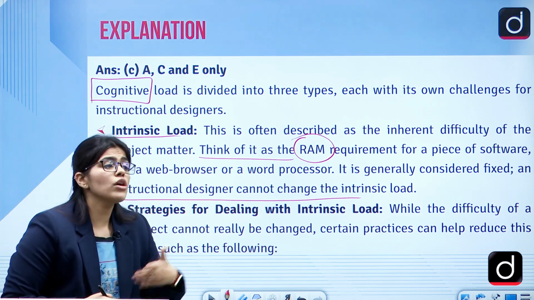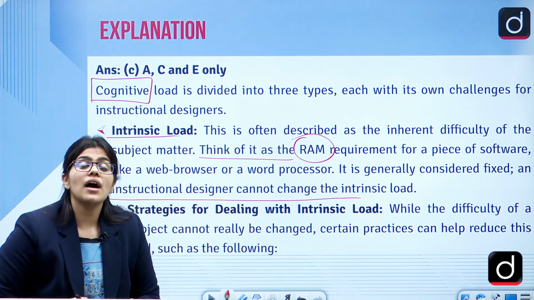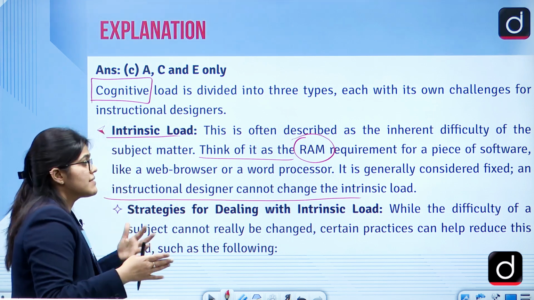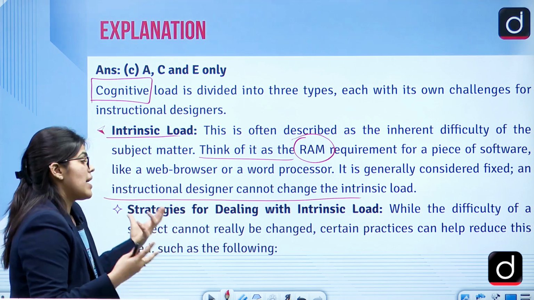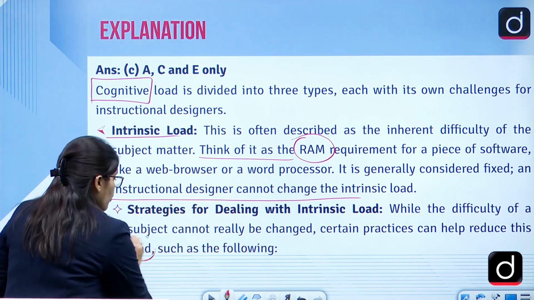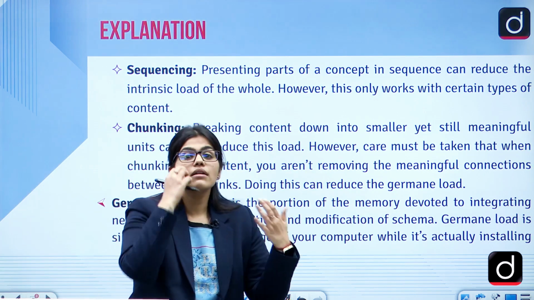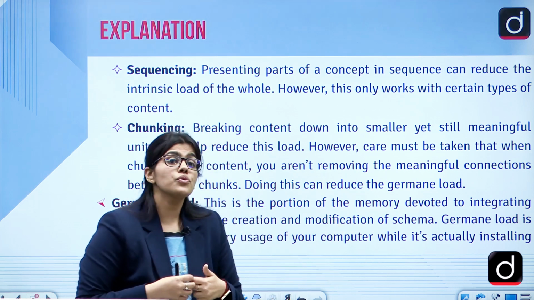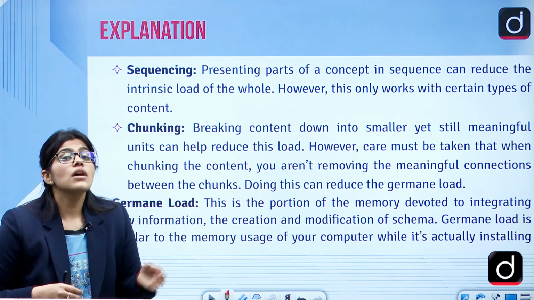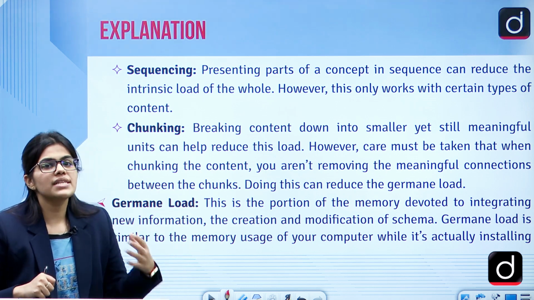You cannot change what to study from science or what to study from mathematics. How to study and how to memorize is what you can change. While the subject is difficult and cannot be changed, certain practices can be used to reduce the load, such as sequencing. Sometimes you can learn things with the help of a sequence, or with the help of chunking. Mnemonics is also a way to learn things, and we did one question in which we saw how knowledge using mnemonics can be seen.